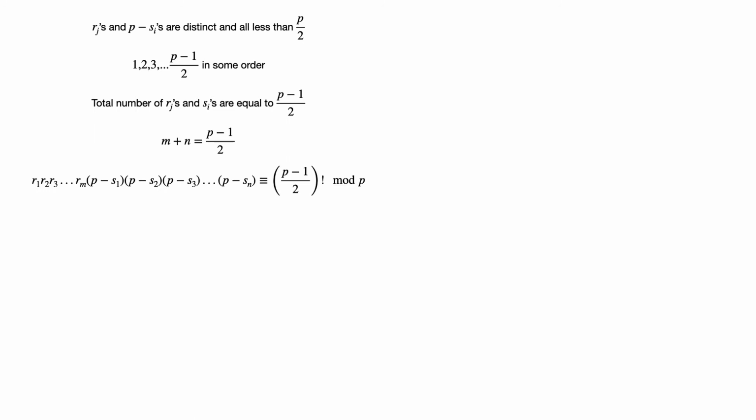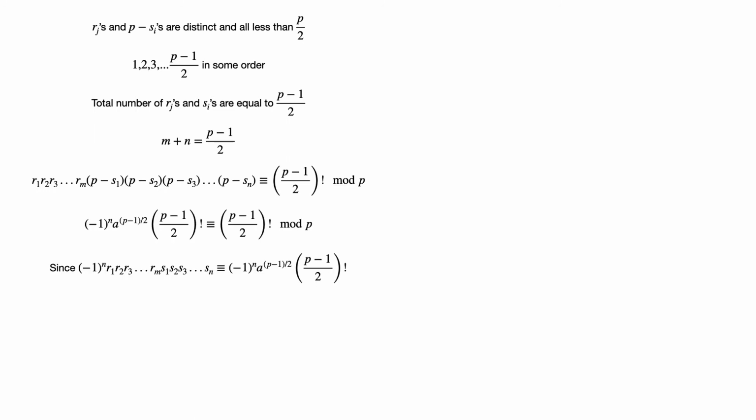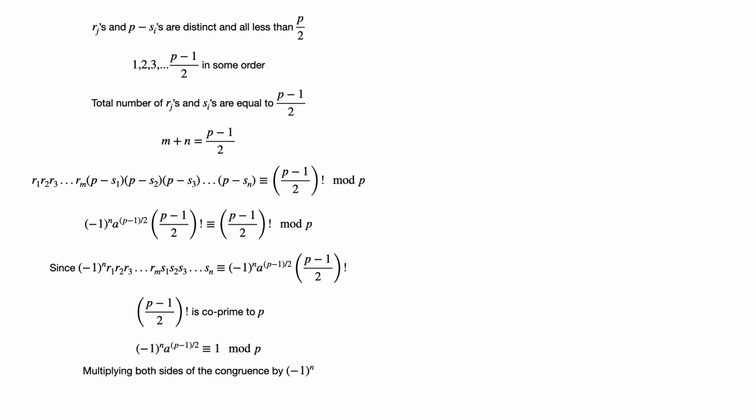Summarizing, we are left with (-1)^n * a^((p-1)/2) * ((p-1)/2)! is congruent to ((p-1)/2)! modulo p. Since ((p-1)/2)! is co-prime to p, we can reduce this to (-1)^n * a^((p-1)/2) is congruent to 1 mod p. Multiplying both sides of the congruence by (-1)^n, we see the fruits of our labor in the expression a^((p-1)/2), which is congruent to (-1)^n mod p.